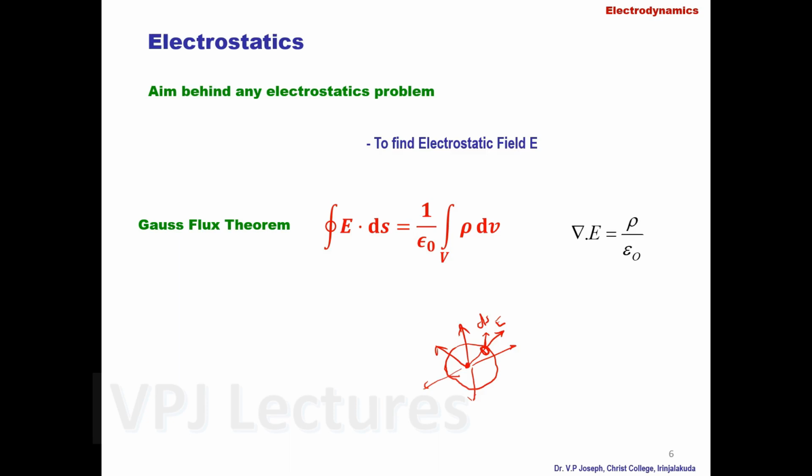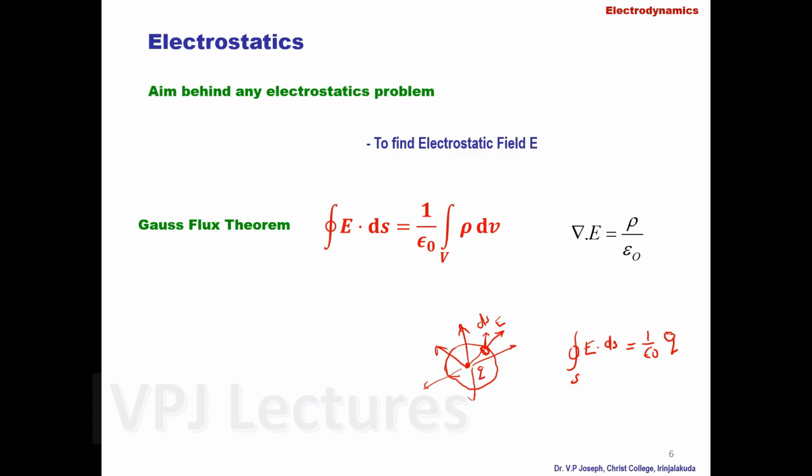then E dot dS is actually the electric field passing through the area element dS. E dot dS means the normal component of the electric field over the element dS. And the closed surface integral of E dot dS is equal to 1/ε₀ times the charge enclosed by the surface. In this case, the charge is q.